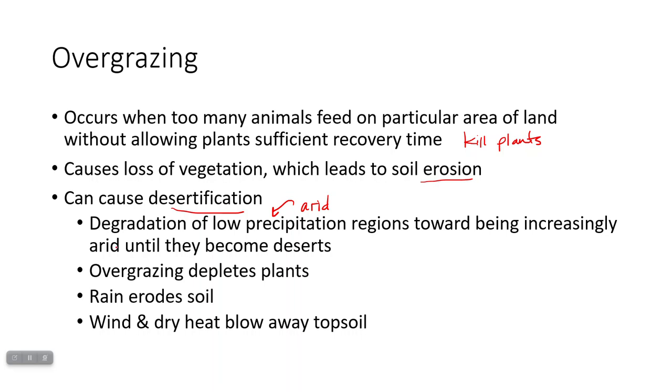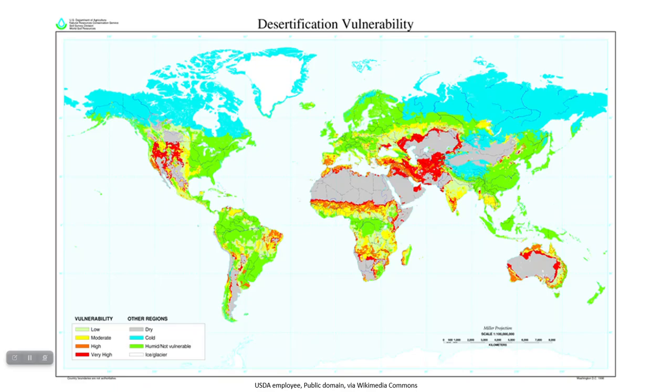So here's how that happens. This is kind of the process of desertification. You have overgrazing, depleting the plants, then rain erodes away the soil, and wind and dry heat blow away the topsoil. That means you retain less moisture in the area. That means you're going to have an increase in runoff. And so less water is going to be in the area, which means you're going to have less water in the air to produce precipitation, and that can lead to desertification.